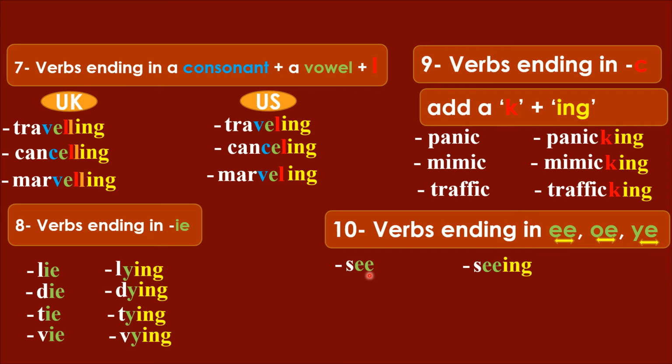Okay. Not like love, where we delete the E and add ing. No, here we just add ing. It's related to the pronunciation, because here the double E is pronounced like the long sound. So we don't delete the E. Anyhow, don't worry about this point. The important thing is that with double E we add ing.